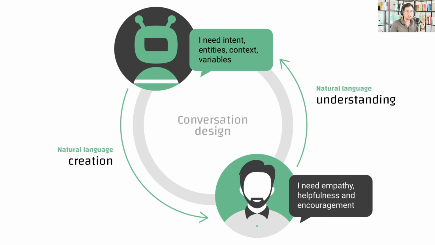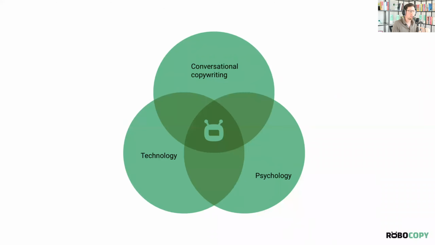So an AI brain needs to understand intent and entities and context and variables. So we've got all this natural language understanding technology that helps with that, right? And the market is heavily focused on that, right? It's all tech. But on the other end of the spectrum, we've got a human, and that human needs empathy and helpfulness and guidance. So when we design these conversations, we need to give that to them, right? So if you ever want to have good interactions between humans and AI, then natural language creation needs to be equally important as natural language understanding. And that means that technology, psychology, and language need to be equally important, right?